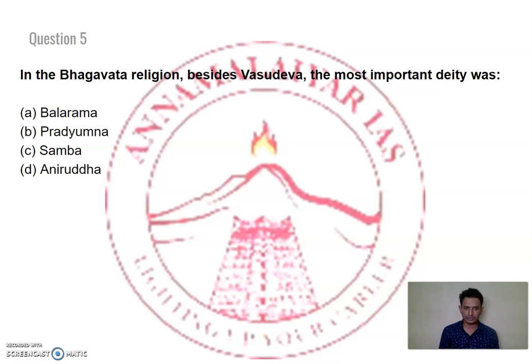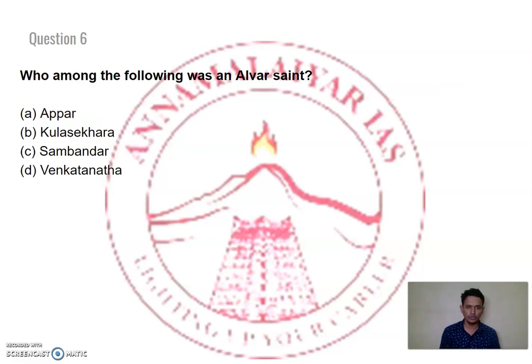In the Bhagavatam religion, besides Vasudeva, the most important deity was option A, Balarama, option B, Pradyumna, option C, Samba, D, Aniruddha. The right answer is option A, Balarama. Next question. Who among the following was an Alwar saint? Right? So what is Alwar? Who were Alwars? So that has to be first understood, right? So Alwars were the people one who were followers of Lord Vishnu, right? Whereas there were other set of people who were followers of Shiva as well as Shaivism, so they were called as Nayanmars. There were 63 Nayanmars, right?